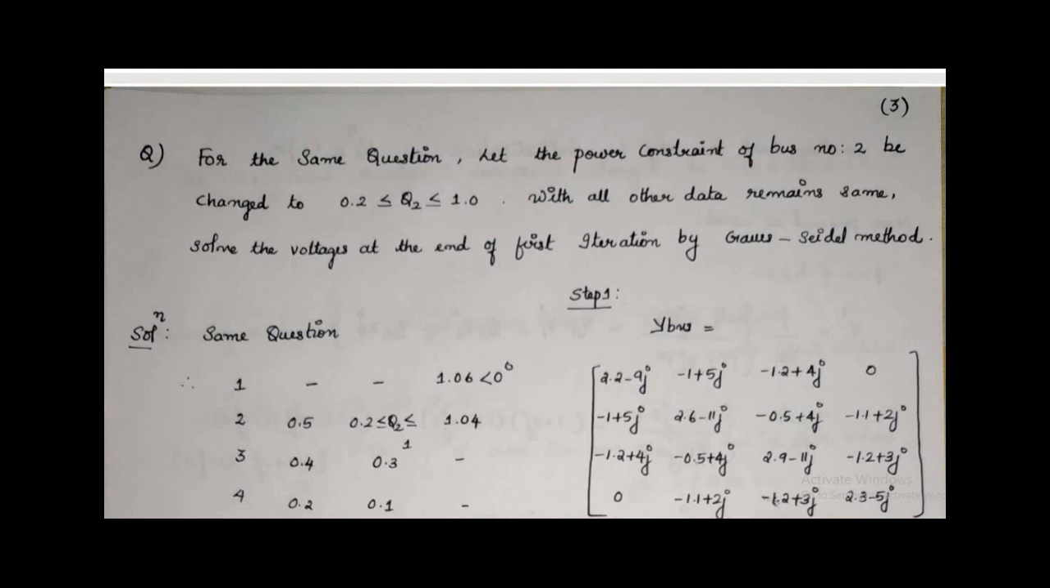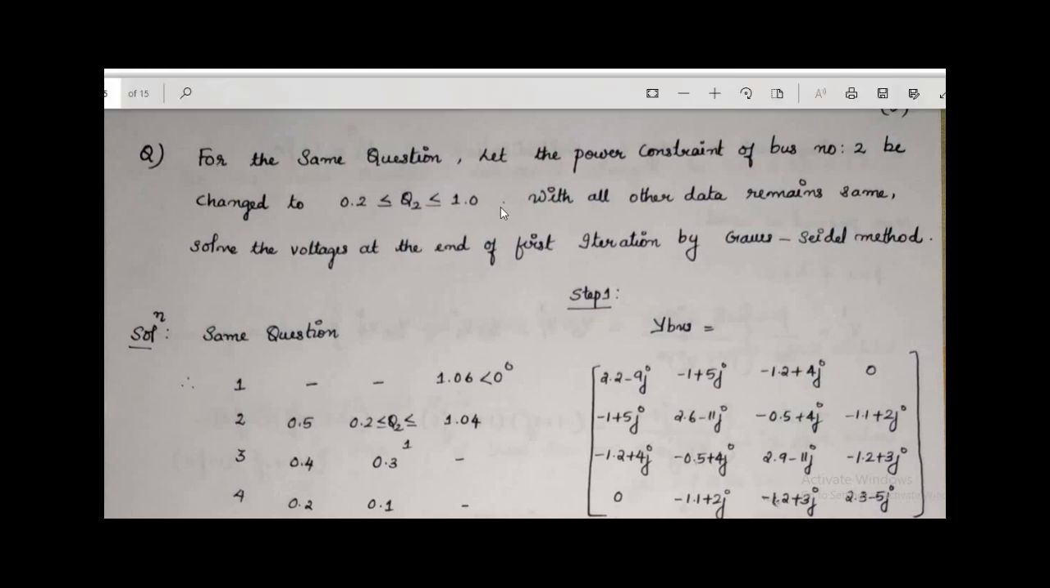Now moving on to our next question. So here goes it. For the same question that we did just before, let the power constraint of bus number 2 be changed to 0.2 less than or equal to Q2 less than or equal to 1. While all other data remains same, solve the voltages at the end of first iteration by Gauss Seidel method. So here only one difference is given, the limit. The limit here is changed as 0.2 less than or equal to Q2 less than or equal to 1. While all other data remain same, we need to find the voltages at the end of first iteration by using Gauss-Seidel method.